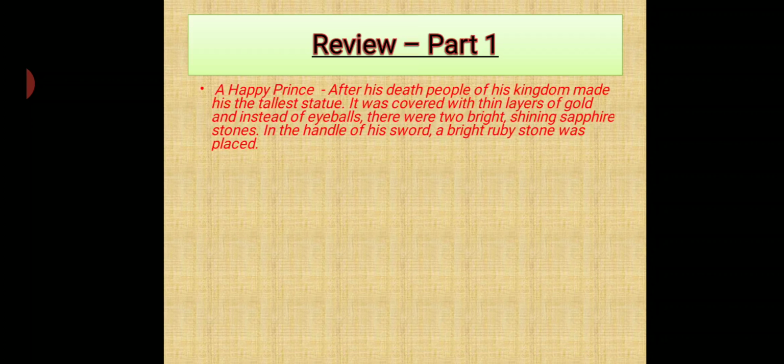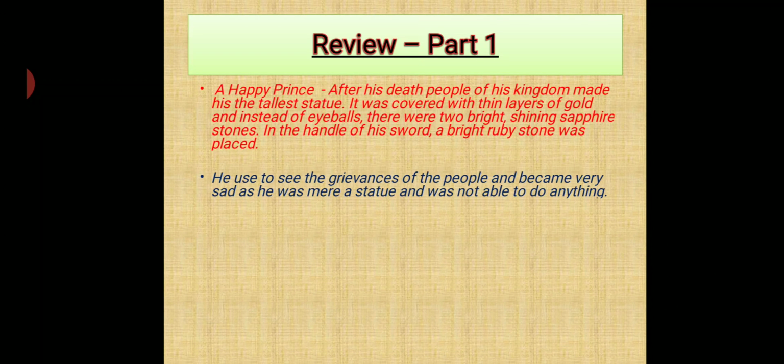So a happy prince, after his death, people of his kingdom made his the tallest statue. It was covered with thin layers of gold, and instead of eyeballs there were two bright shining sapphire stones. In the handle of his sword, a bright ruby stone was placed. He used to see the grievances of the people and became very sad, as he was a mere statue and was not able to do anything.